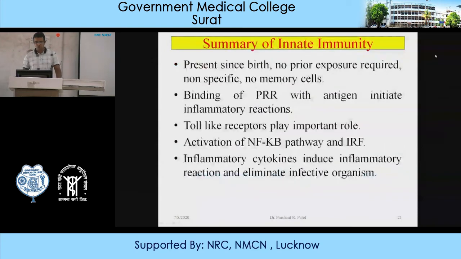So this is the summary of innate immunity. It is present since birth. No prior exposure is required. It exerts non-specific immunity, hence no memory cells are produced. Binding of various receptors with antigen initiates inflammatory reactions. Toll-like receptors play an important role in innate immunity. Activation of the NF-kappa B pathway and IRF pathway produces various cytokines like TNF, interleukin-1, and interferon, which kill the various microbes.